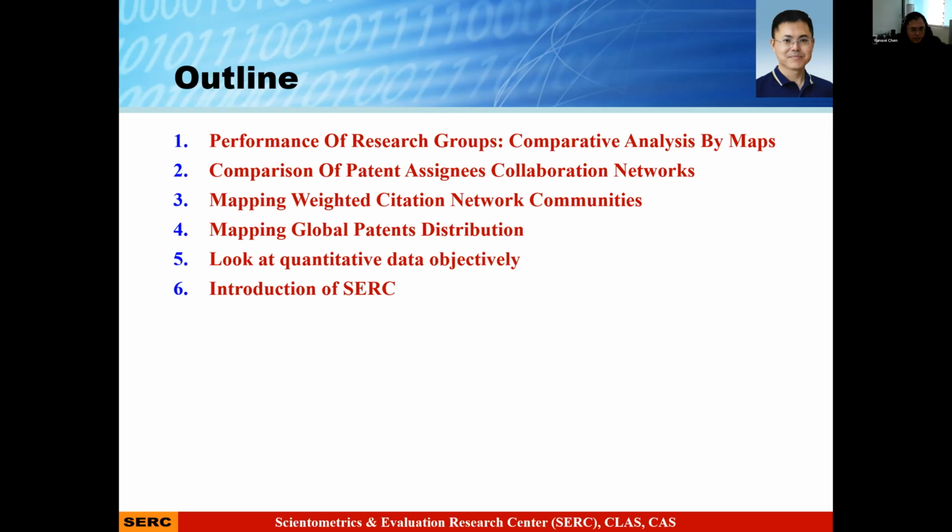The first is the performance of research groups, comparative analysis by maps. Actually, these maps show comparative analysis results, which makes it easy for readers or policymakers to know the competitiveness of their own institutions or their researchers.